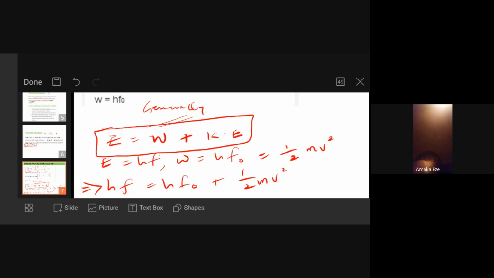The m there is the mass of the electron. Of course, v talks about the speed with which the electron is being ejected. So have this in mind, the meaning of all these symbols, so that anytime you see them in an equation, you know what they imply.